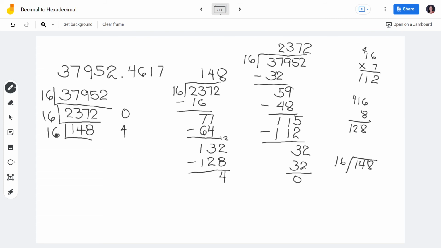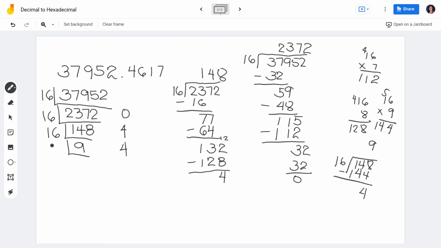So we have divided by 16. So what is 16 times 9? So we have 54. Okay, so we have 144. So we have, okay, 9. 9 times 16 is 144. So 148 minus 144 is 4, so 9 also remainder 4.